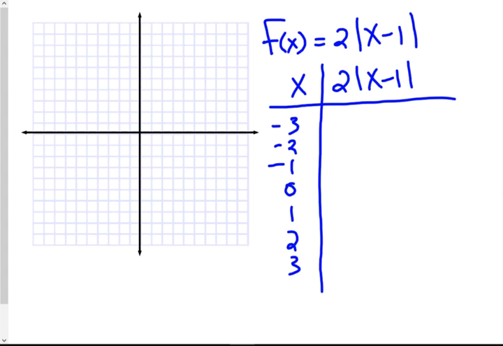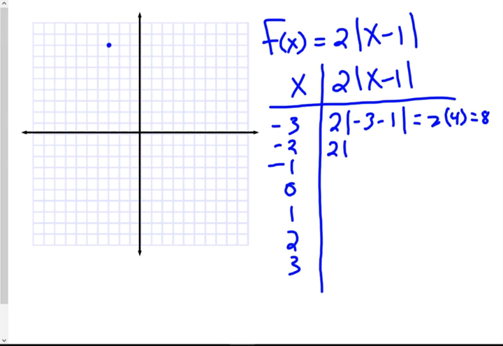We're going to plug in the x on the left for the x value on the right side to try to obtain our points. So 2 times absolute value of negative 3 minus 1. So that would be 2 times negative 4, which absolute is positive 4. So 2 times 4 is going to give us 8. So our first point is negative 3, 8. That's going to be all the way up at the top here. And then let's just keep working down.